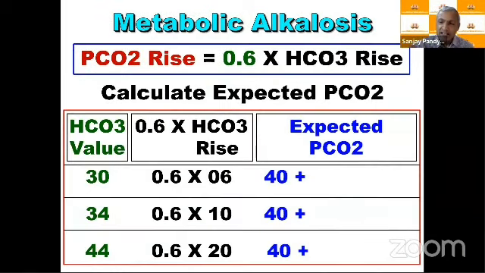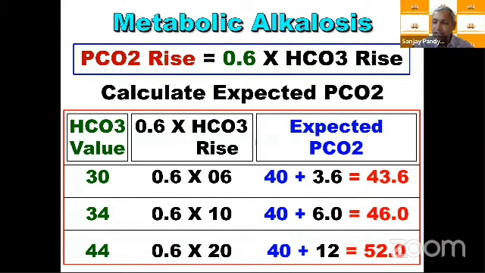Now, here are the questions. Let us calculate the expected PCO2 value in metabolic alkalosis with bicarbonate of 30. What will be the expected PCO2 when bicarbonate is 30? 43.6. Likewise, we will calculate for 34: 40 plus 4, 46. And for 44 it will be 50.